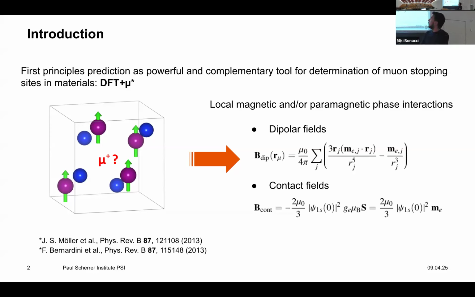In particular, we can employ the so-called DFT plus mu, where basically we compute DFT simulations on a material where we put a muon as an infinitely dilute defect in the cell. Once we predict these muon stopping sites, we can easily compute the local magnetic interactions, such as dipolar fields and contact fields, as you see here in these equations.